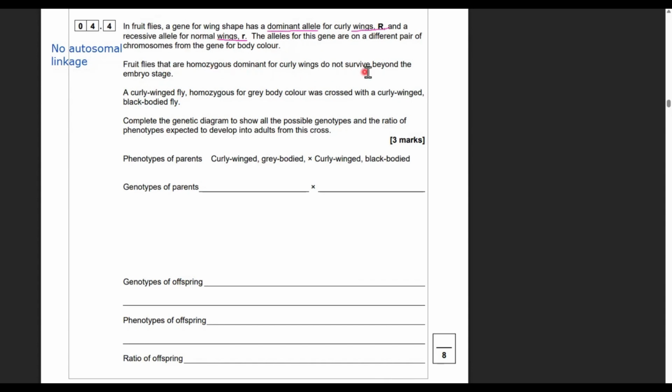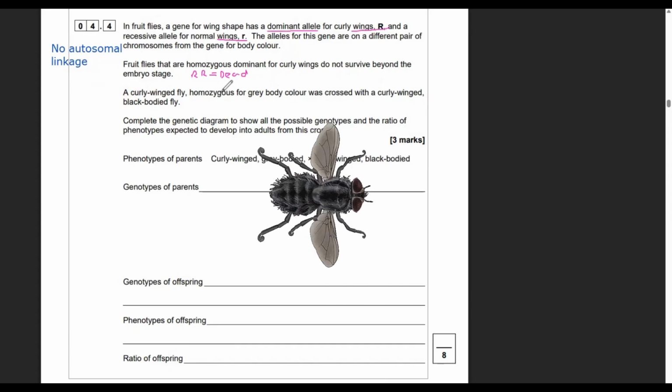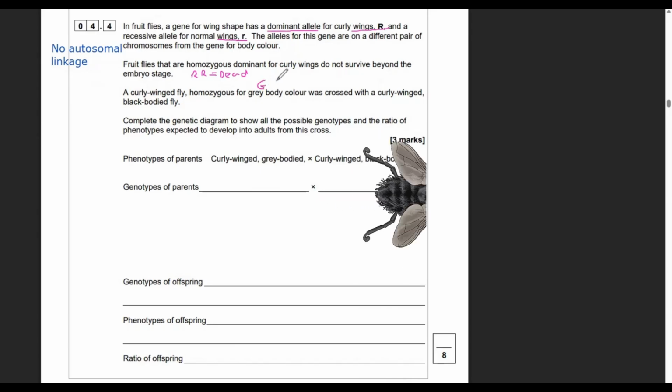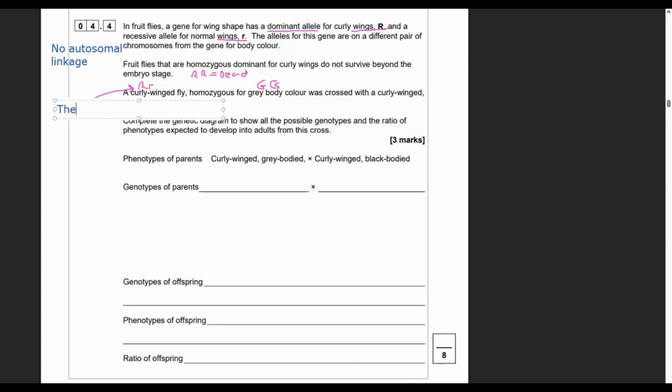Fruit flies that are homozygous dominant for curly wings do not survive beyond the embryo stage. So that tells us that if we're big R, which is curly wings, we're dead. We don't make it beyond an embryo. Okay. A curly winged fly is homozygous for grey body color, so that's big G if you're homozygous. With it being a curly winged fly, it's got to be big R, little r. Why can't it be big R, big R? If it was big R, it'd be dead.